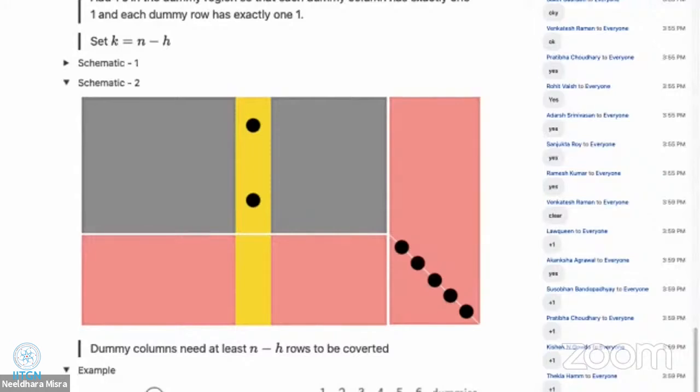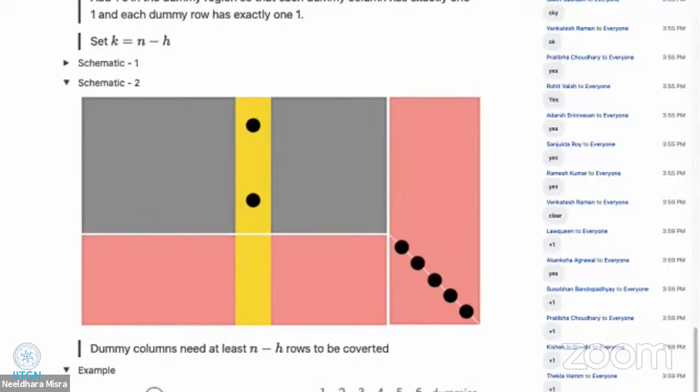Because you want a strict majority in every column, you cannot afford to pick both the endpoints of an edge in your set of changed rows, right? So therefore, the n minus h rows that you pick must correspond to an independent set. They cannot contain an edge entirely, right? So that's essentially the idea of the reduction.